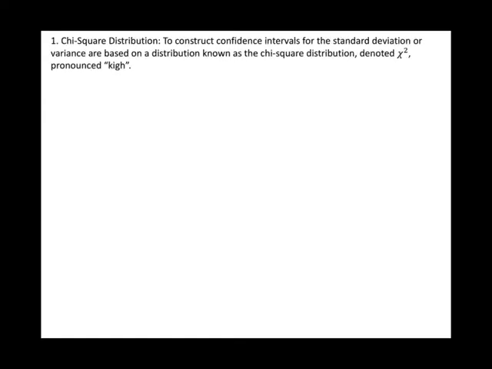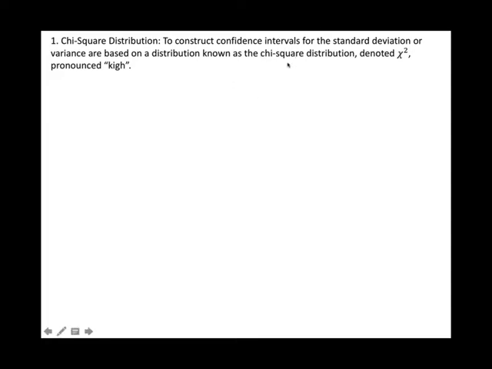Section 7.3, Estimating a population standard deviation or variance. In this session, we need to know how to construct a confidence interval for a population standard deviation or population variance. We'll be using a new distribution, which we call the chi-square distribution. We construct the confidence interval for standard deviation or variance based on the chi-square distribution.